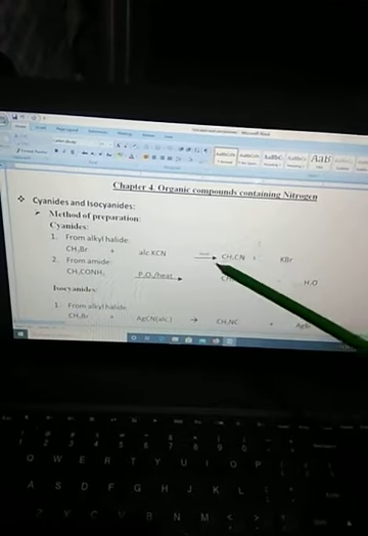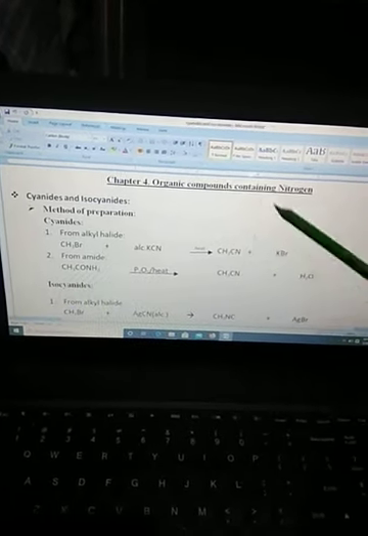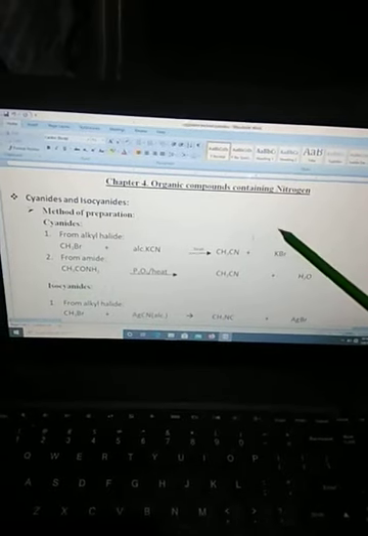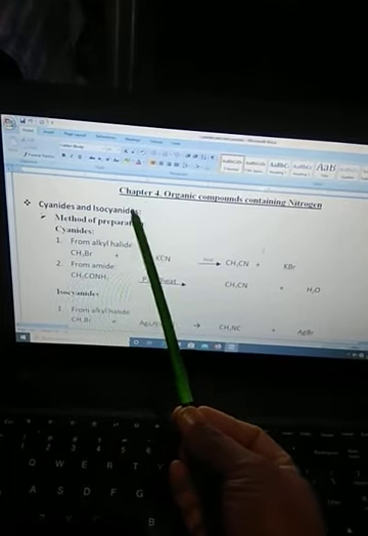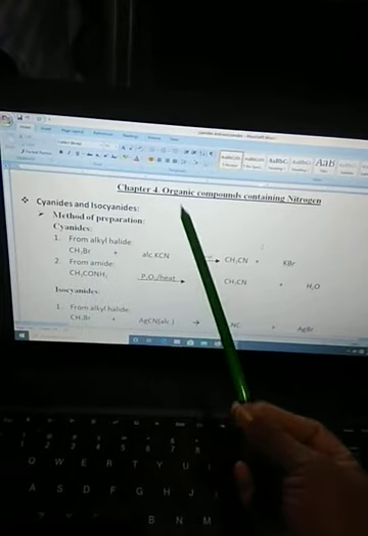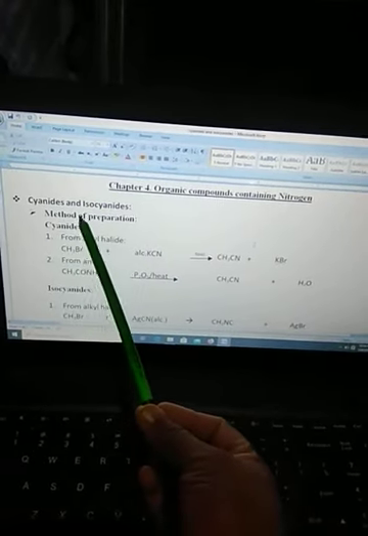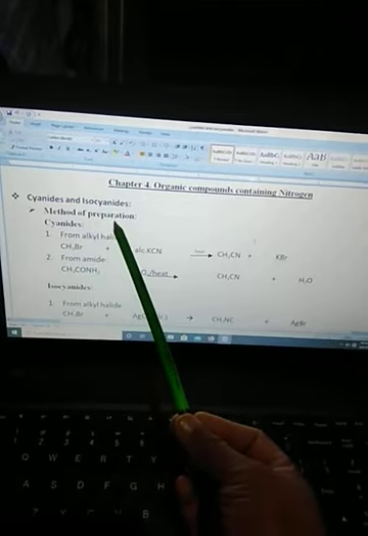In our last class, we discussed aniline, its preparation, and the chemical reactions. Now we are going to discuss another type of compounds which contain nitrogen. That means we'll talk about cyanides and isocyanides. Cyanide means having C triple bond N, and isocyanide means just the opposite, NC. Okay, so we need to see the preparation of cyanides and isocyanides.